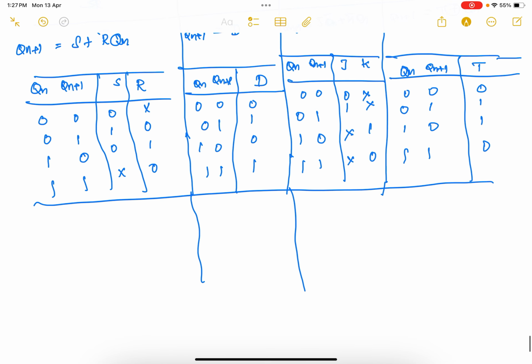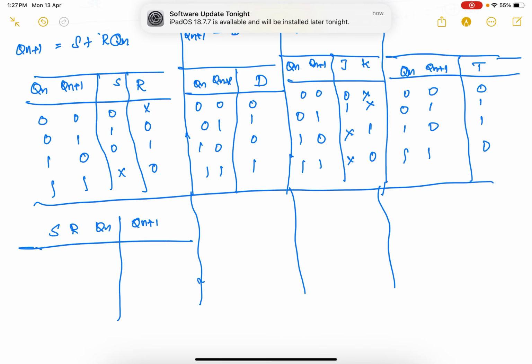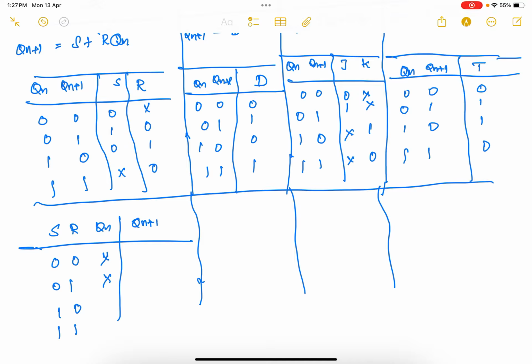So what is the truth table? Truth table is very easy. We write the shortest truth table. For SR, here it is nothing but Qn plus 1. In our SR, the inputs are 0 0, 0 1, 1 0, 1 1. Irrespective of the present state, so this will be nothing but your present state. For 0 1 it is 0, and for 1 0 it is 1, and this is your indeterminate form.